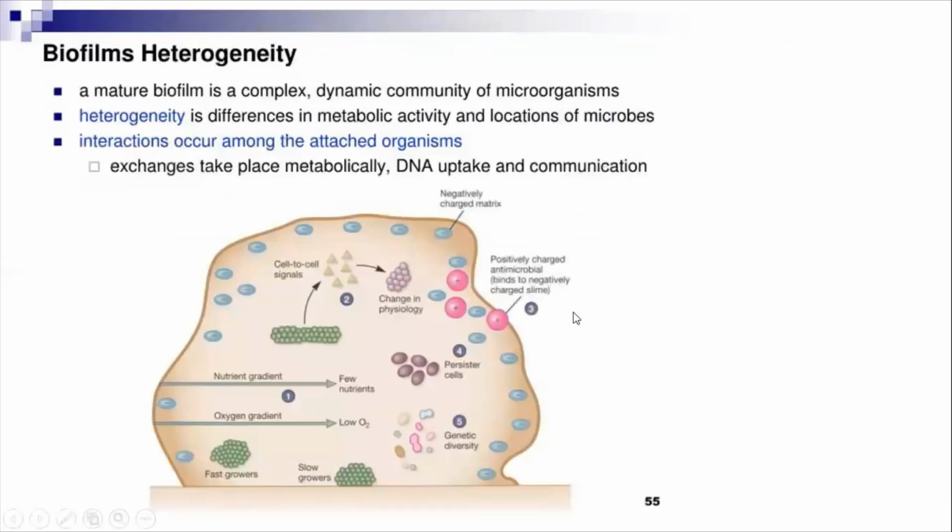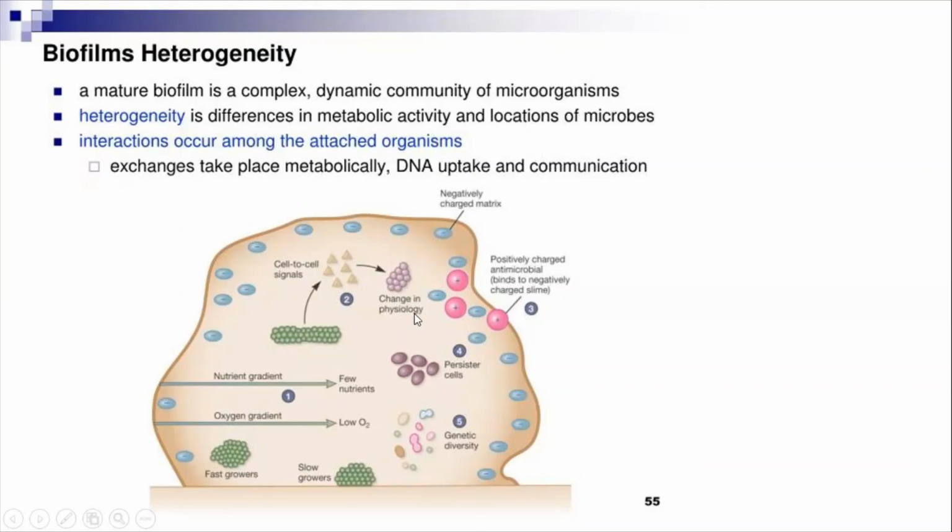Okay. Now, the heterogeneity. Why heterogeneity? It is because it's not only a single organism. We have got different types. Okay. So a mature biofilm is a complex dynamic community of microorganisms, because of the difference in the metabolic activity and the locations of the microbes.